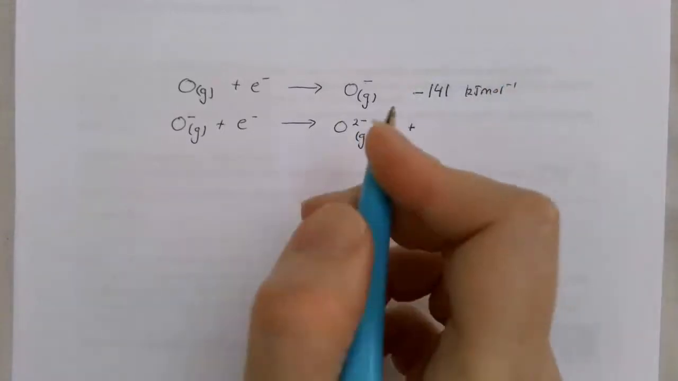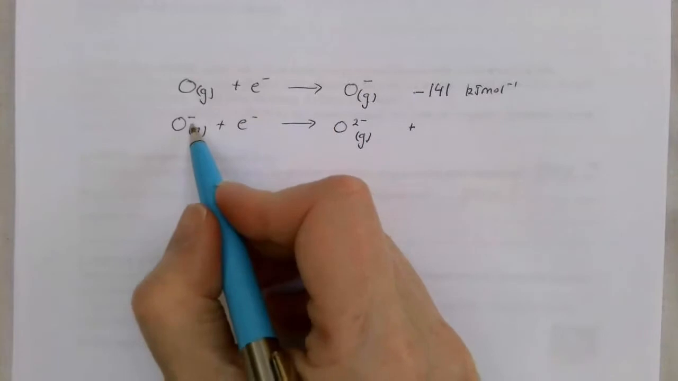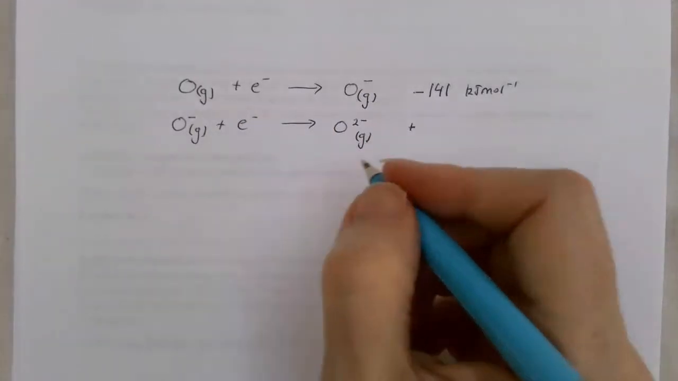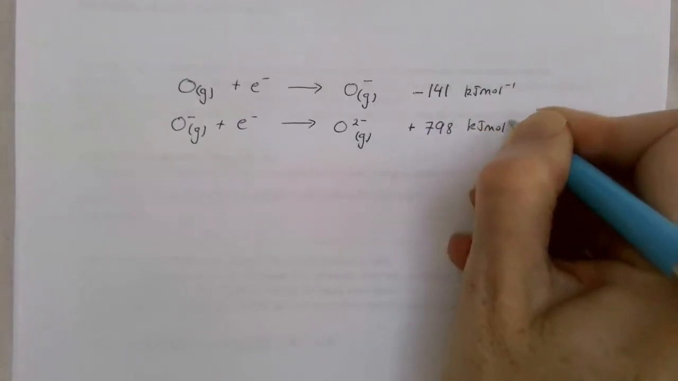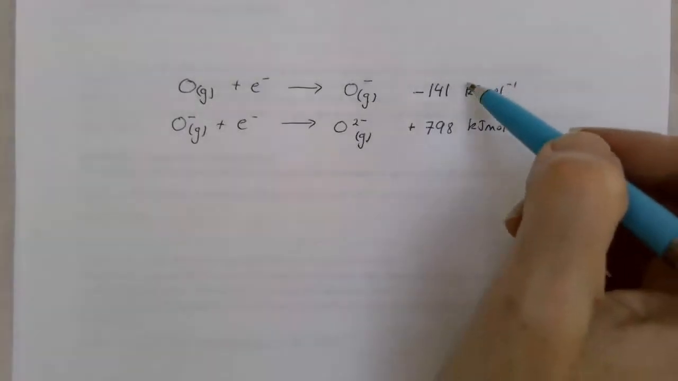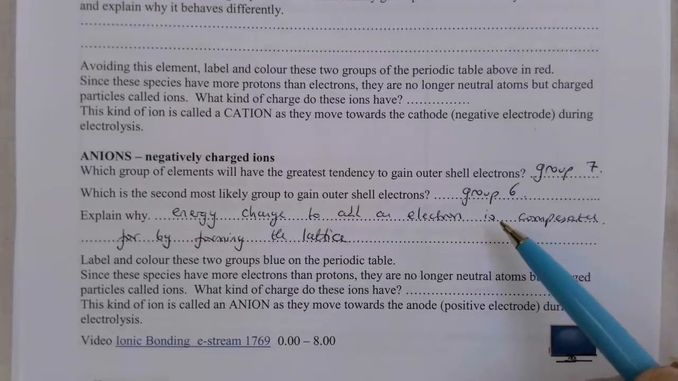This one is endothermic because we're trying to add an electron to an already negatively charged ion, and that's plus 798 kilojoules per mole. But by forming these 2 minus ions we can then form a lattice, and that's going to release a lot of energy, and it's going to release a lot more energy than is required to add the electrons. So it comes back again to this idea of energy compensation, and we'll study this more in thermodynamics. So this time the energy change to add an electron is compensated by forming the lattice.